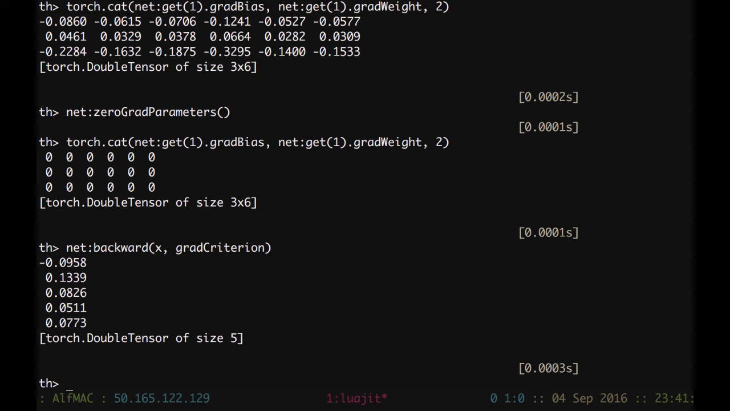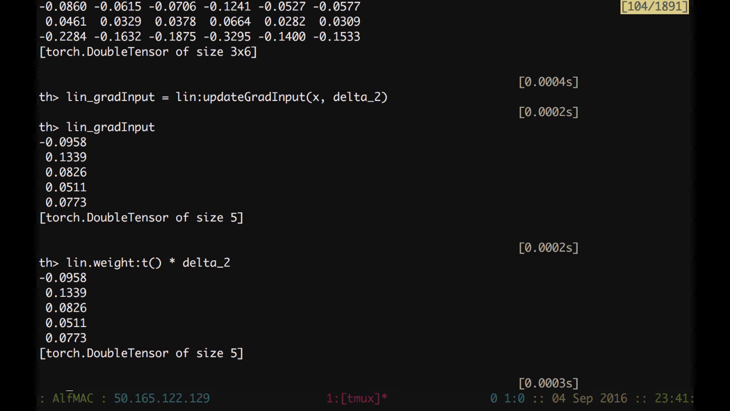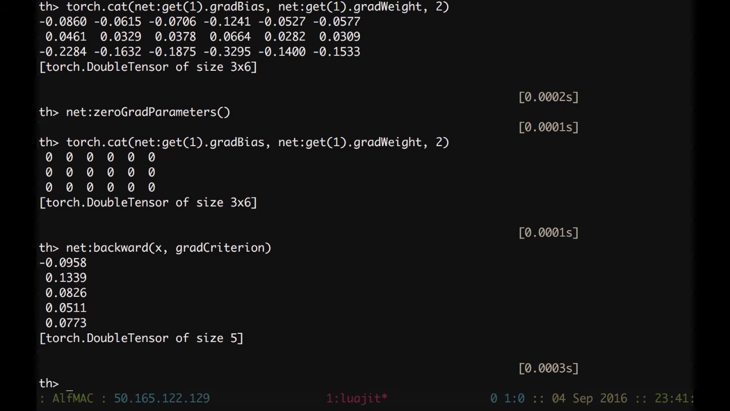And this one has performed a bunch of things. Let's see. The last thing that it has computed, we have this minus 0.0958. This is exactly the grad input we have computed before. We can see minus 0.0958, 0.1339, 0.0826. If you go down, we had the same numbers here.